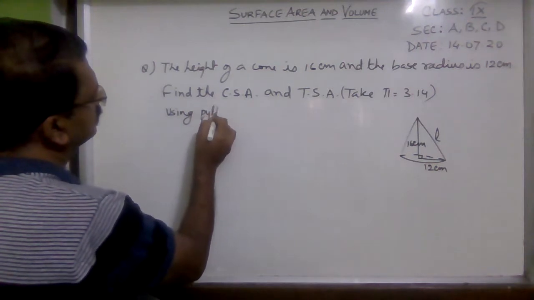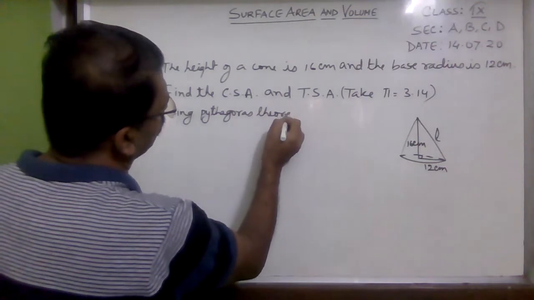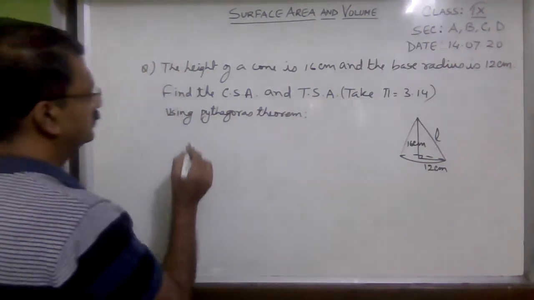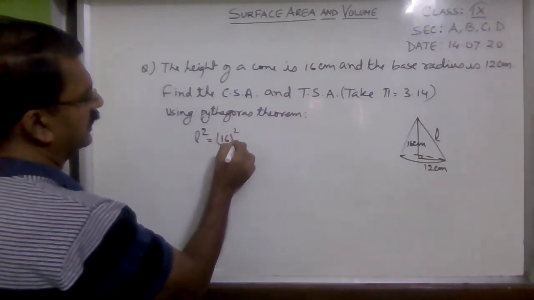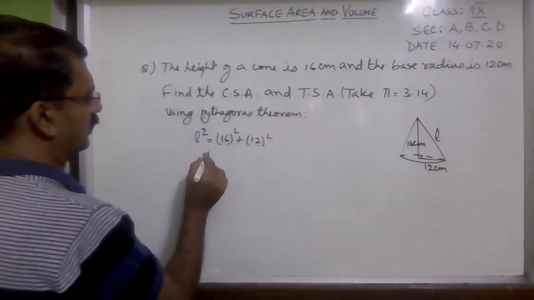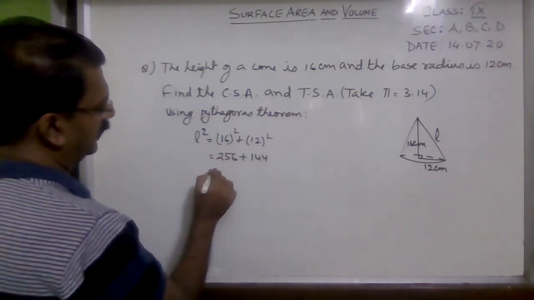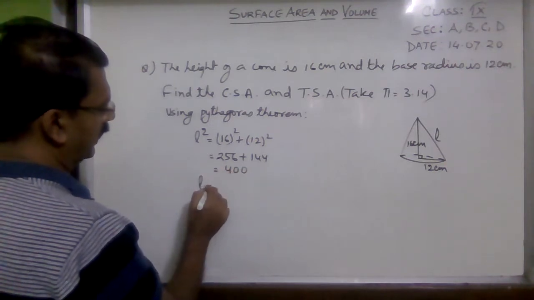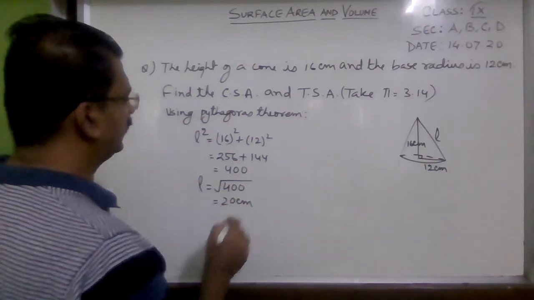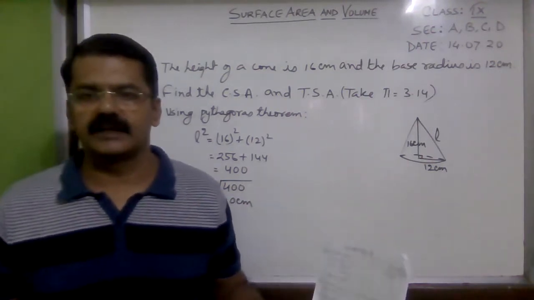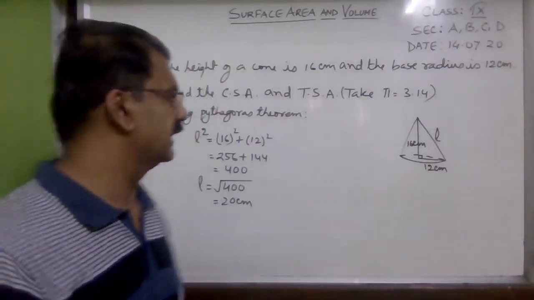Using Pythagoras theorem, L square is equal to 16 square plus 12 square. Now you know 16 square is 256, 12 square is 144. When you add it is 400. So L is equal to square root of 400, that is 20 centimeter. So we have calculated that the slant height of the given cone is 20 centimeter.